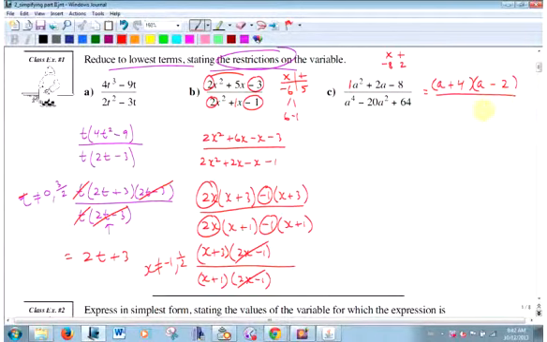Okay. Can I do the bottom one by inspection? You should, because the coefficient's 1 again. What times what is a to the 4th power? A squared times a squared. What multiplies to 64 and adds to negative 20? 16 times 4. To add to negative 20, they both better be negative.